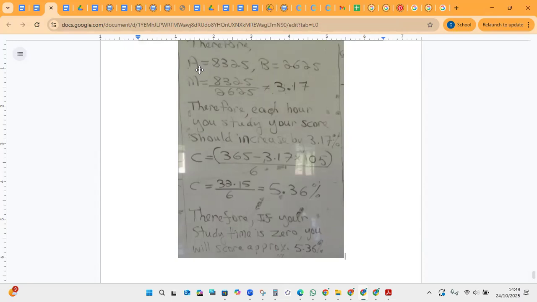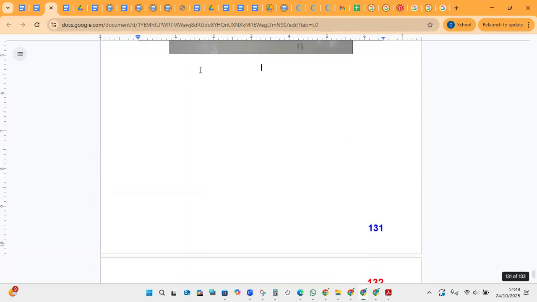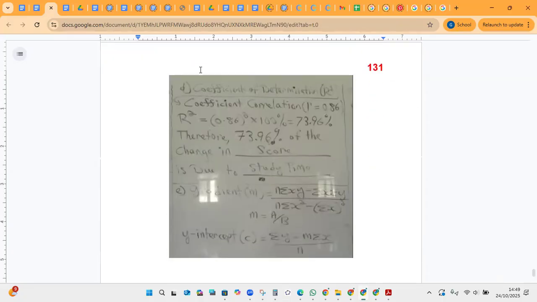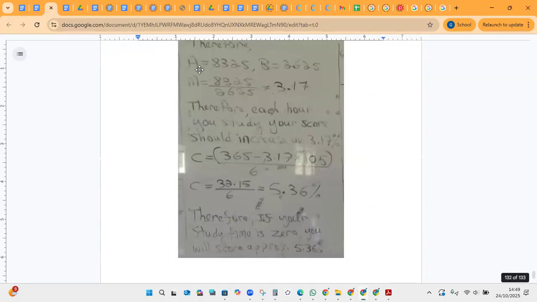And C now is the sum of y minus m times the sum of x over n, as you can see here. Recall the sum of y was 365, the sum of x was 105, and n was 6. And we just calculated the gradient m, 3.17. So the numerator of 365 minus 3.17 times 105, as you can verify, is 32.15, divided by 6 to get a y-intercept C of 5.36%.